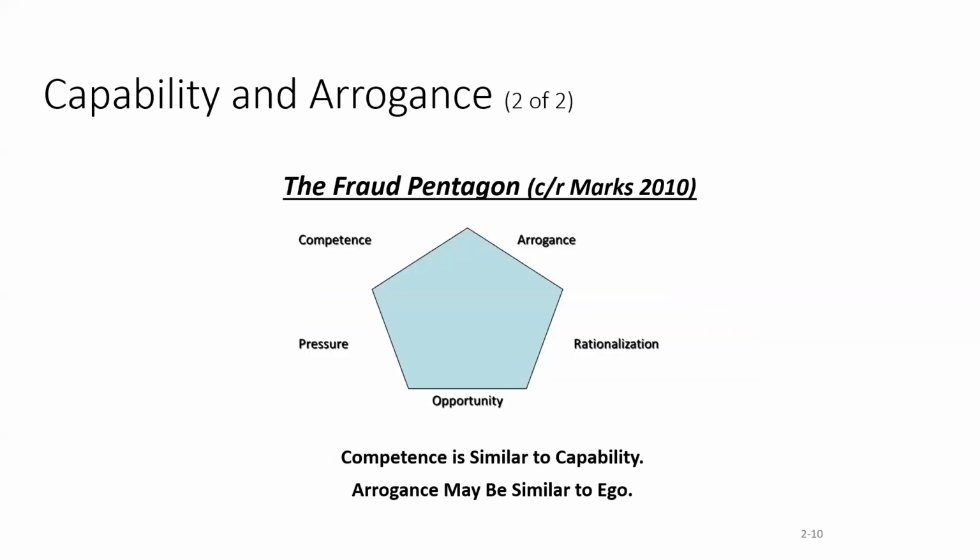Then we have the fraud pentagon. We still have rationalization, opportunity, and pressure. We also have competence that we saw there, and then we are also adding arrogance. Arrogance is similar to ego. So another side of our fraud pentagon is thinking about how ego may play into the likelihood of committing a fraud.